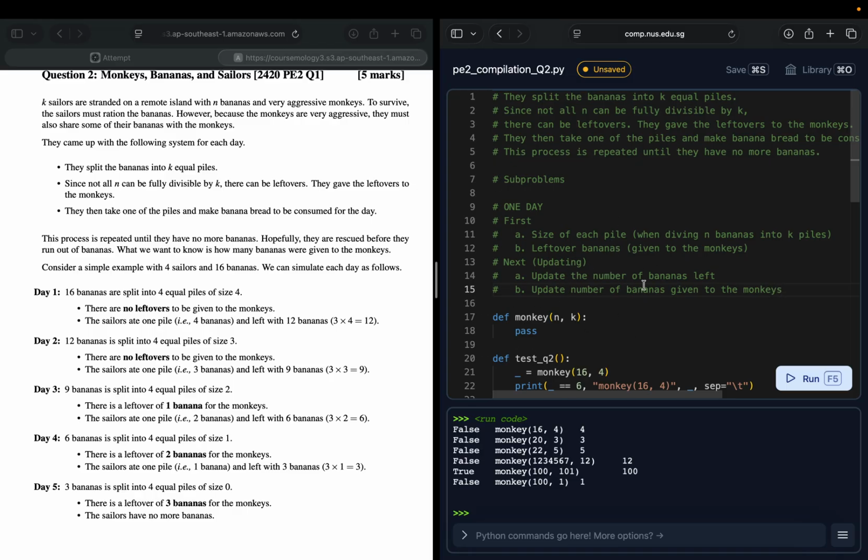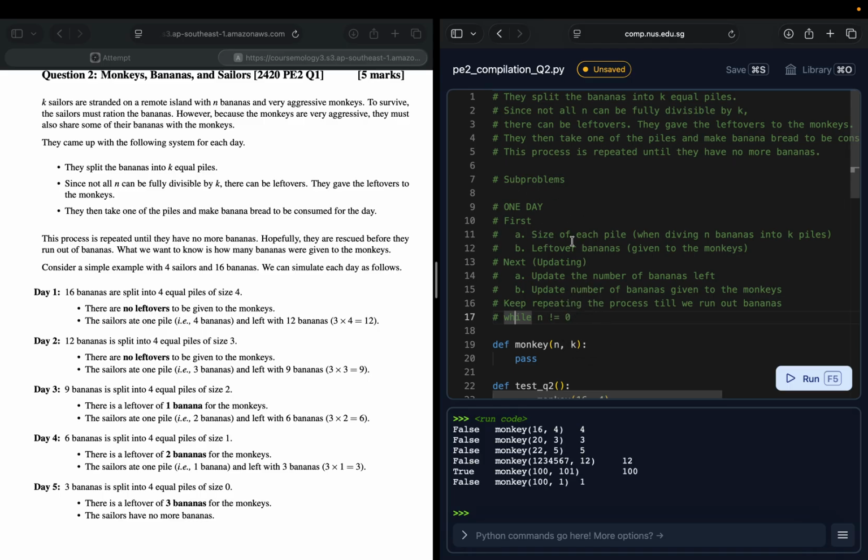Now that we have this for one of the days, we can just keep repeating the process till we run out of bananas. So when you read this sentence, keep repeating the process till we run out of bananas, we can immediately think that this is a while loop, right? We run the loop while n is not equal to 0, while we do not reach 0 bananas. So this is the loop that we are going to do.